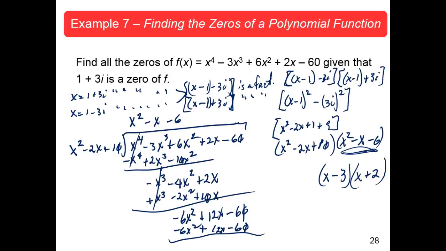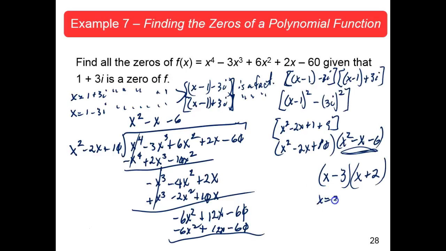Yes, yes, yes. So, they said find all the zeros. We already said that this was a zero and that's a zero. We found two of them. Here we have two more factors. Can you give me the zeros? X equals 3 or?